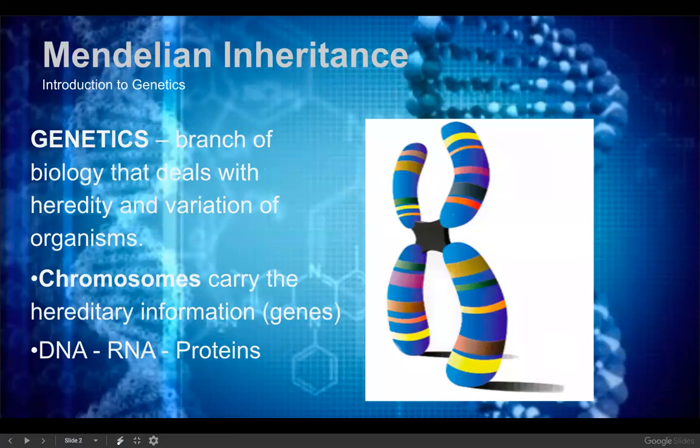All right, so Mendelian genetics introduction here. Genetics is the branch of biology that deals with heredity and the variation within an organism. Remember, more variation is better, meaning more healthy organisms and species. So you're looking at quite a bit of variety in the human species and a lot of different animals. So variety is a good thing.